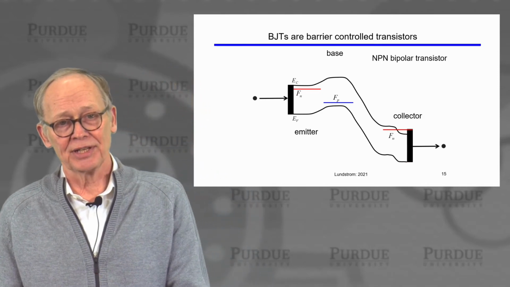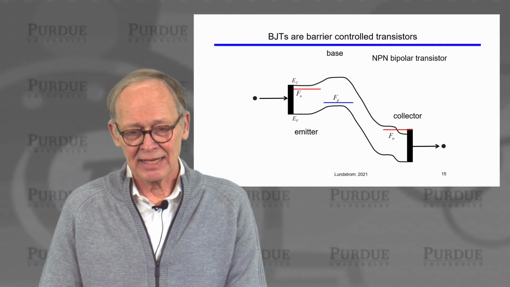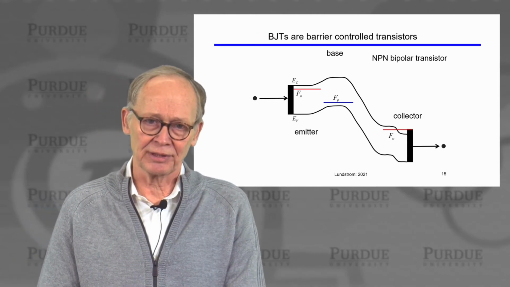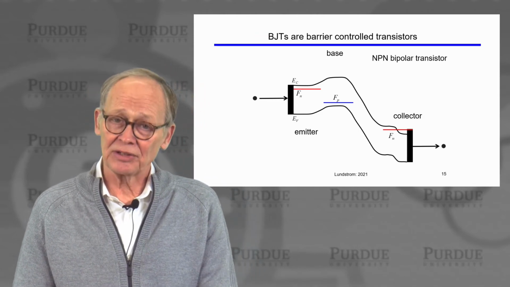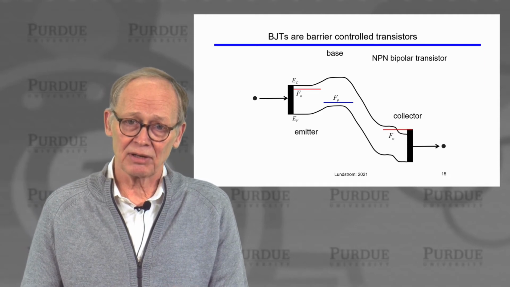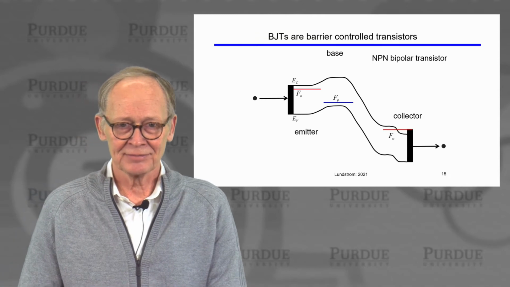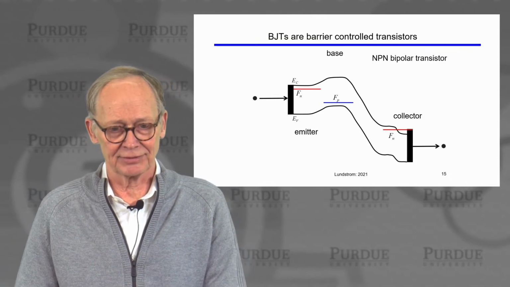Well, then we switched gears one final time, and we talked about a different kind of transistor, a bipolar junction transistor. So these transistors, as I mentioned, are frequently thought of as intrinsically different from field effect transistors, but they really aren't intrinsically different.